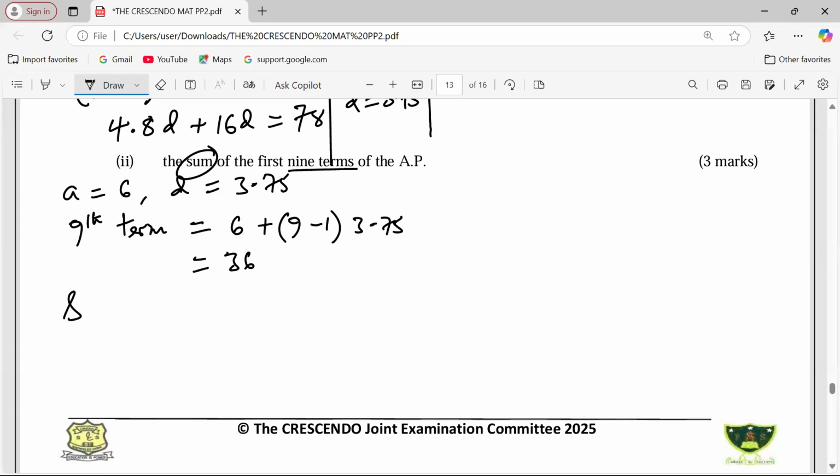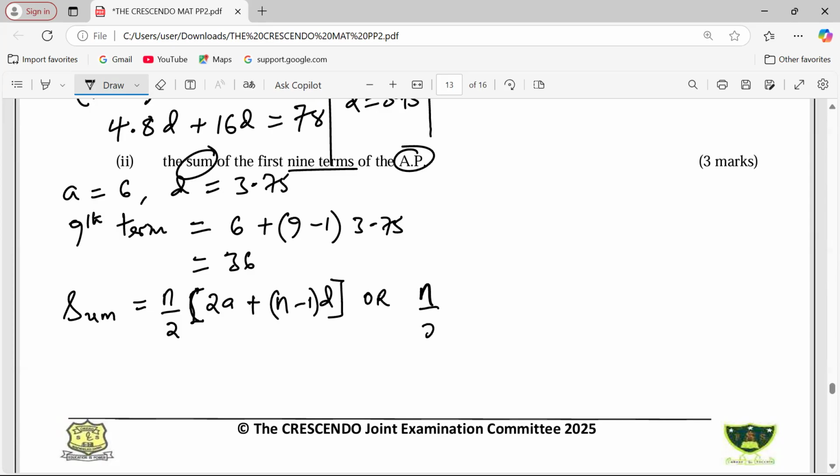So the sum of a given number of terms in an arithmetic progression is usually given by n over 2 into 2a plus n minus 1 multiplied by d. Let me use the curly brackets there. Or the sum can be given by n over 2 into the first term plus the last term, that way.